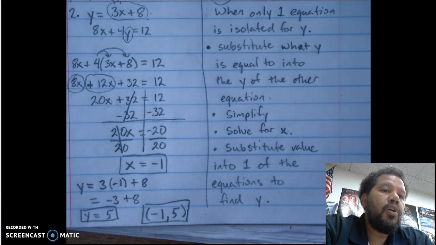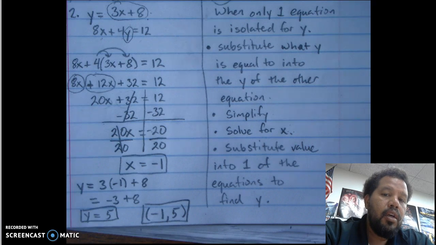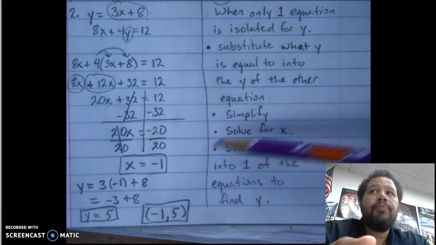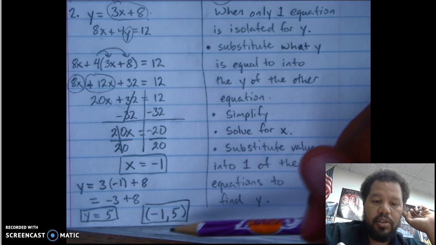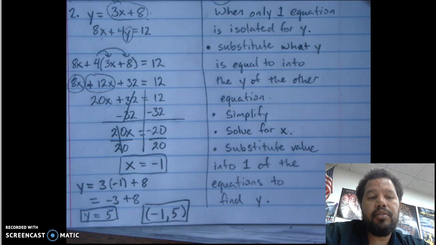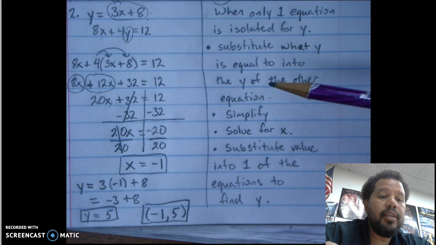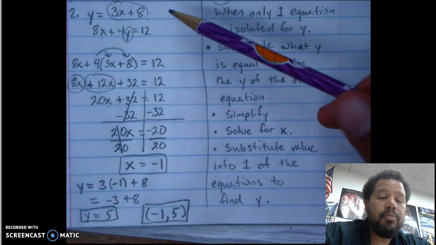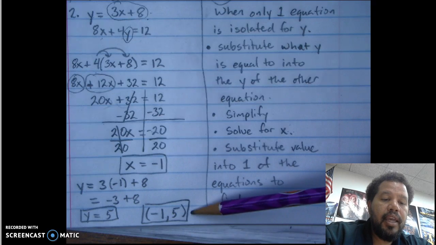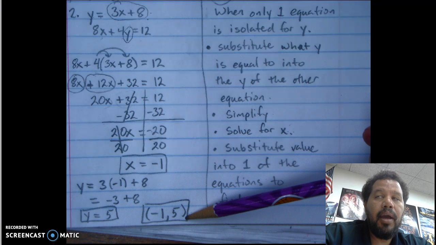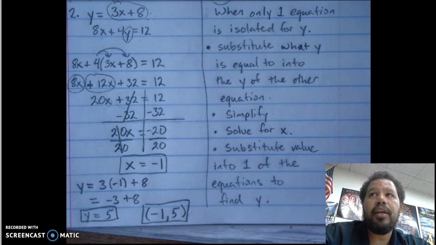Just as a word of caution, when you solve these systems, even though both of these equations came out with integer answers, you may come out with answers that have decimal points or fractions. And that doesn't mean you did anything wrong, it just means that's where the two lines intersect each other. So please be aware that these kinds of answers are not always going to be the type of answers you get. You might get a decimal point or a fraction.